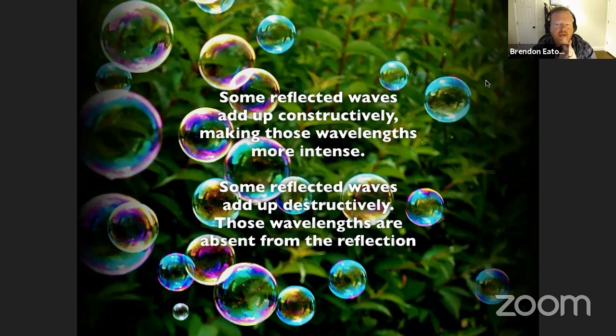Well, some of them, when they add up destructively, like the previous example where we had destructive interference with the green waves that are reflected, some of those reflected waves are going to add up and they're interfering destructively, and they're just absent from that reflection. So on the soap bubbles, maybe the only green that you actually see is the green coming from the plants, and it's not because of the thin film interference.